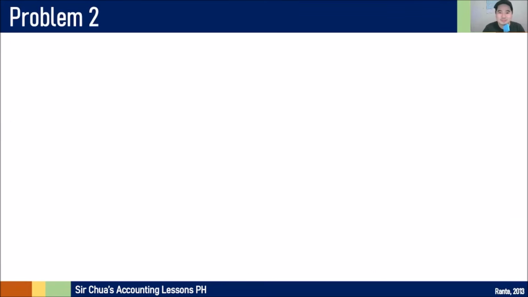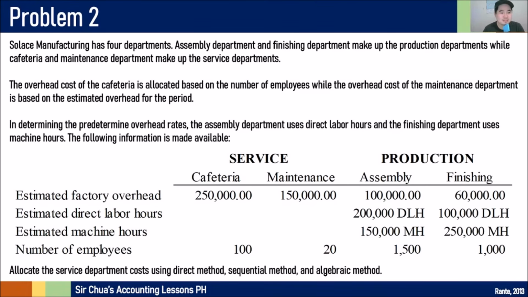So, let's have problem number 2. Solids Manufacturing has 4 departments, Assembly Department and Finishing Department. Doon daw po yung production. Tapos meron tayong Cafeteria and Maintenance Department. Okay? The overhead cost of the cafeteria is allocated based on the number of employees.